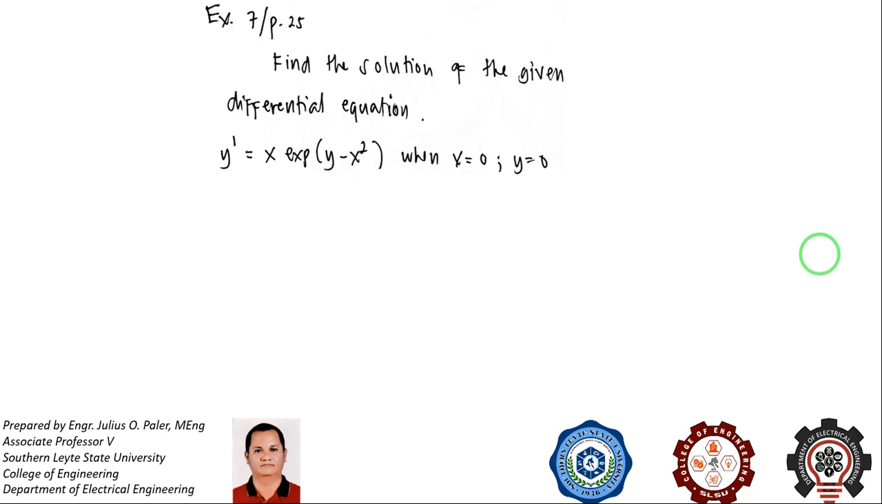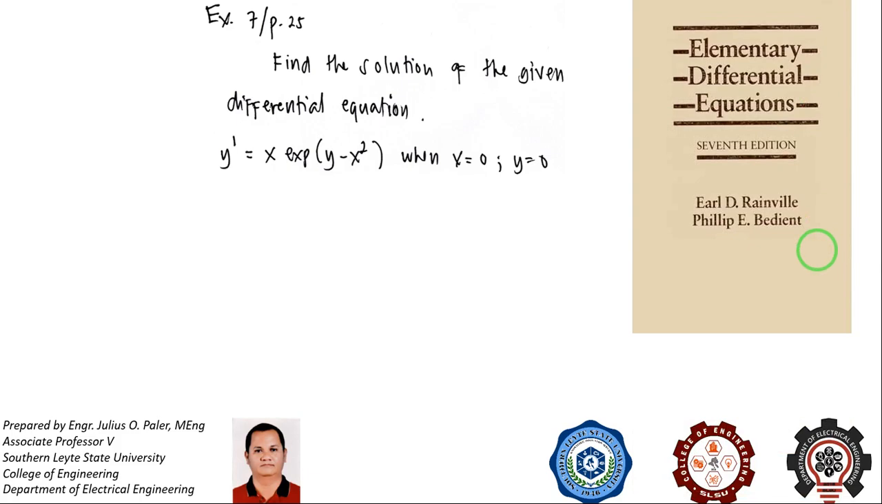This is exercise 7, page 25 of our textbook, Elementary Differential Equations, 7th edition by Boyce and Rainville. The given equation is y prime equals x times e raised to the quantity y minus x squared, when x is equal to 0 and y is equal to 0. So clearly there are initial conditions given. This is an initial valued problem.